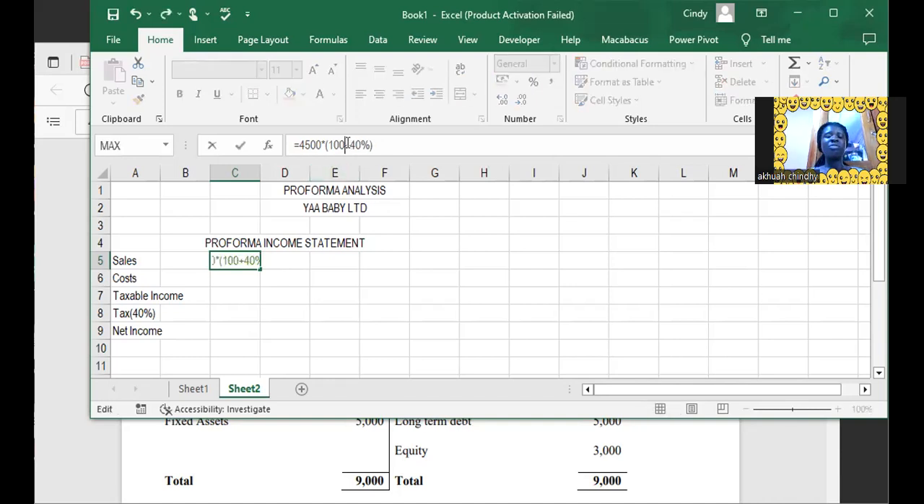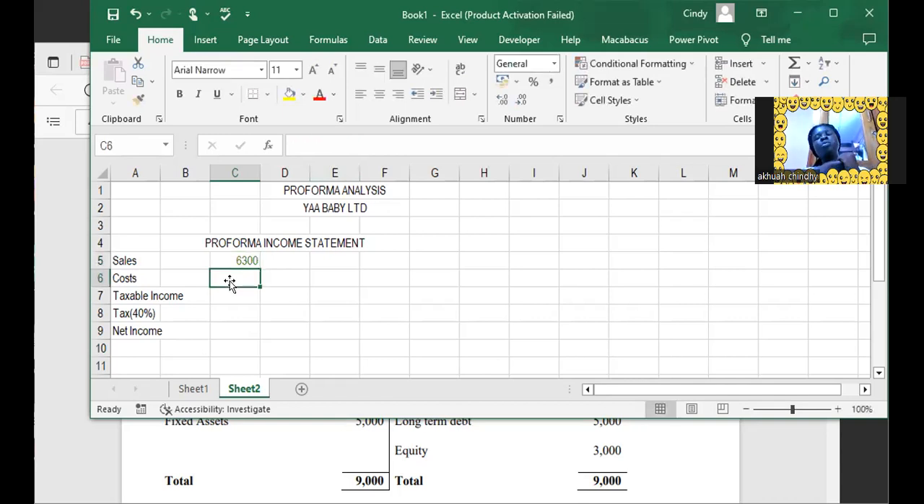I prefer 1. And then our cost, because the question says cost varies with sales. So if sales is growing at 40%, cost will also grow at 40%. You get it? Okay, so our old cost figure is 4,000. So here too, we will have 4,000 times 1 plus our 40%. We get 5,600.